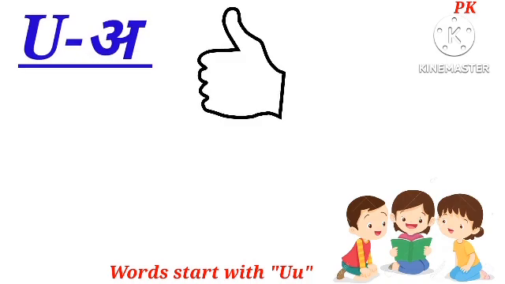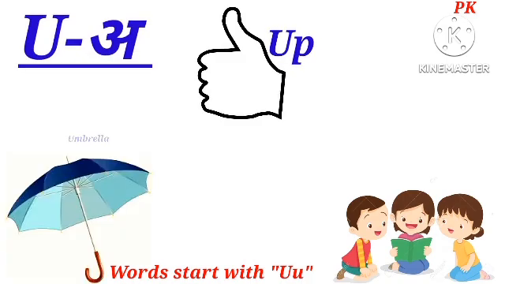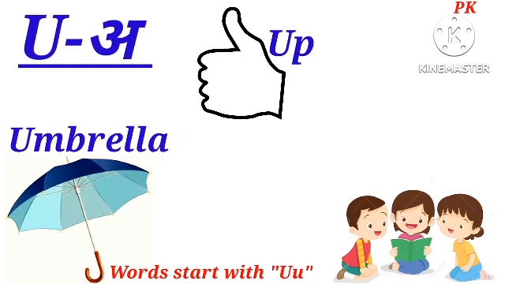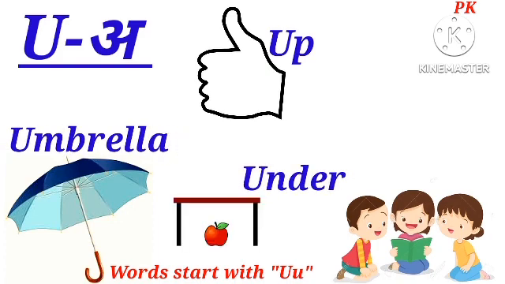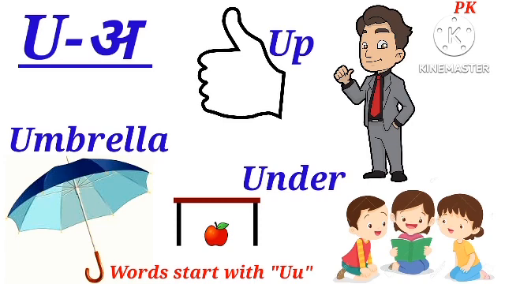Next is U. It sounds up, upside, umbrella, under, and uncle. So here, what is the starting letter? U, and it sounds A. So U says A.